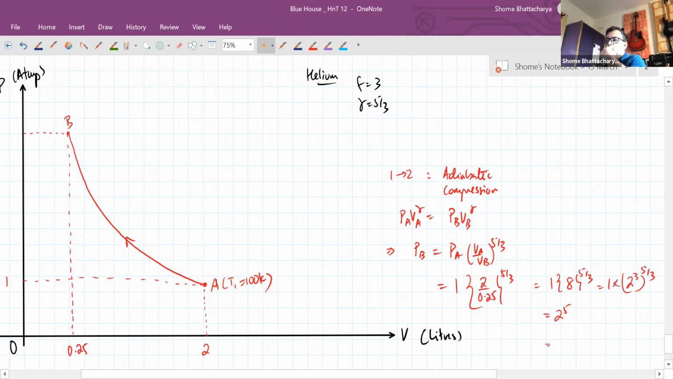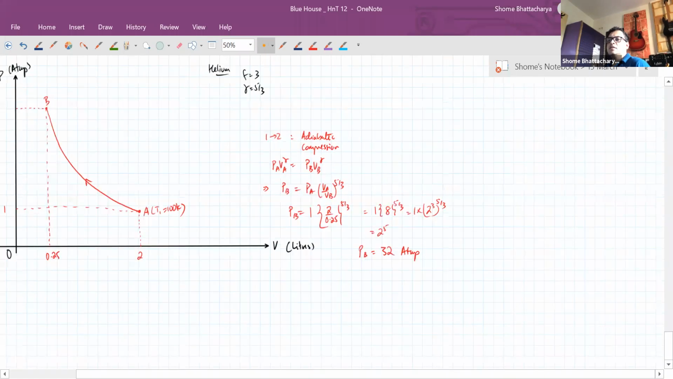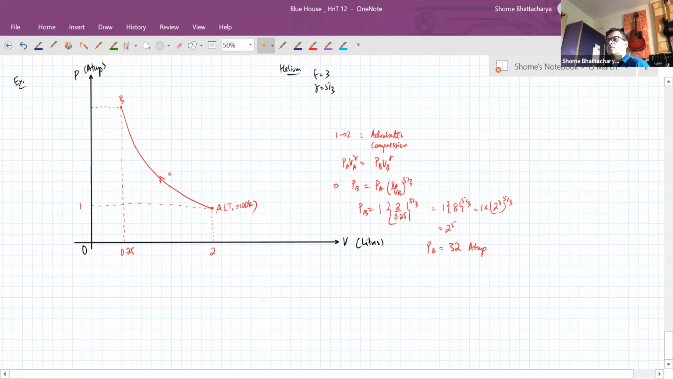Okay, so that will be 2 to the power 5. So that's how much? 32. So 32 atmospheres will become the pressure at the point. So at the end of our adiabatic compression is what will happen. Okay.